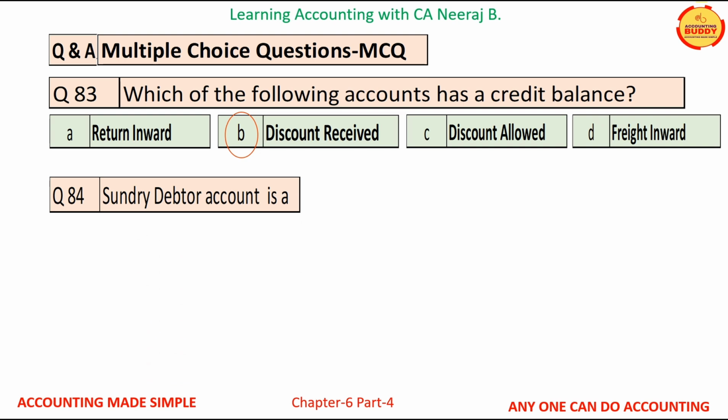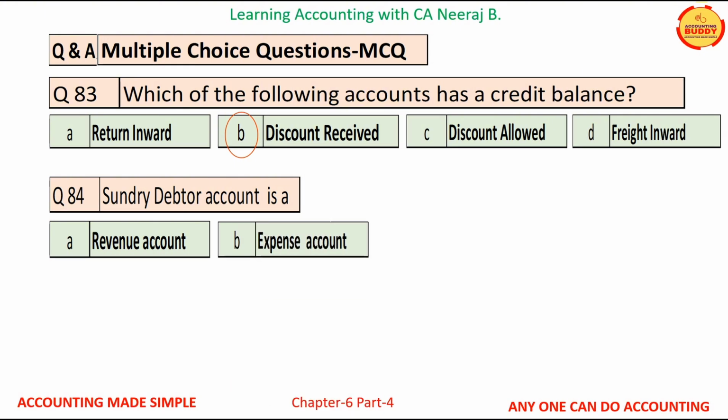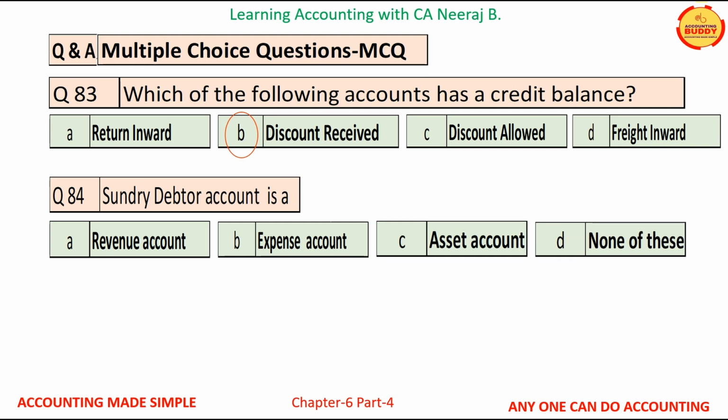Question number 84 is sundry debtor account is a, the available options are option A, revenue account, option B, expense account, option C, asset account, and option D, none of the above. And the correct answer is option C, asset account.